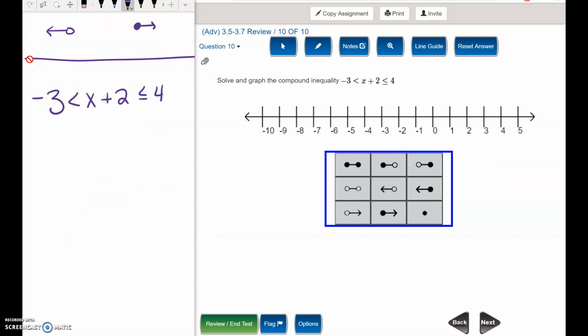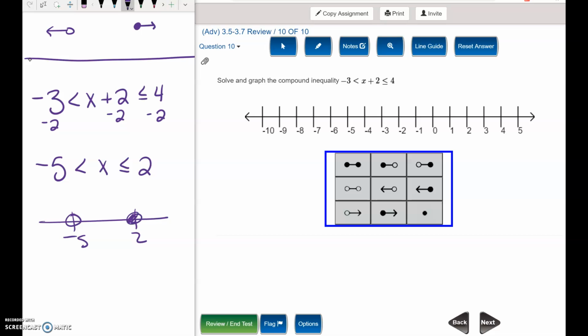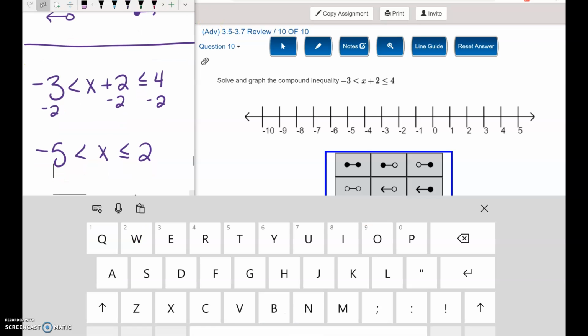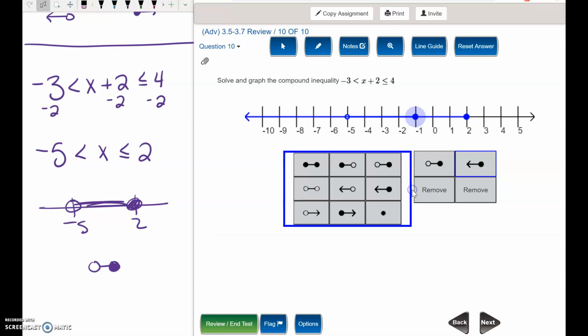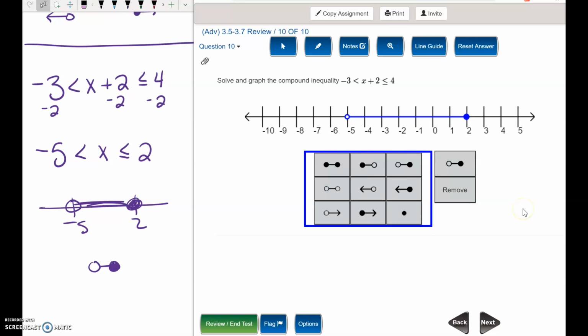This one, to solve it, you just have to subtract 2 on all 3 sides. So -5 is less than x is less than or equal to 2. This means we're going to have an open circle at -5, closed circle at 2, shaded in the middle. So you want to find the picture that looks like that. Open on the left, closed on the right. And then move the open dot to -5, and the closed dot to 2. And if you happen to click something else and you think, oh no, I've got extra stuff, just remove the thing that you don't want.